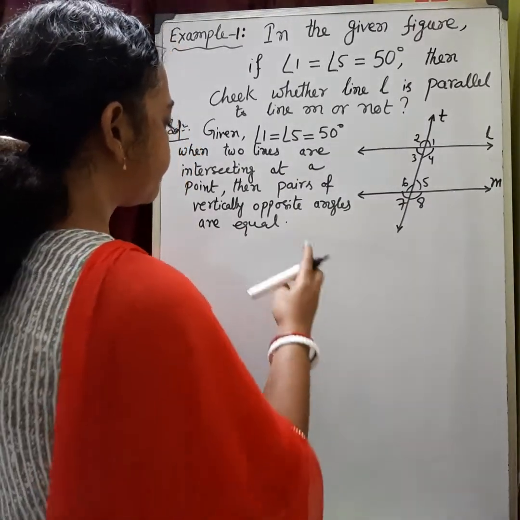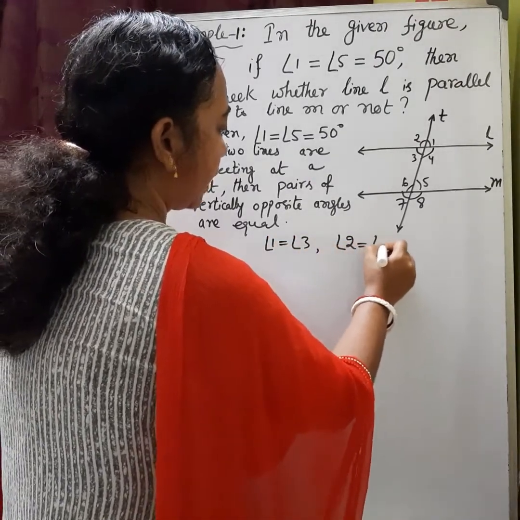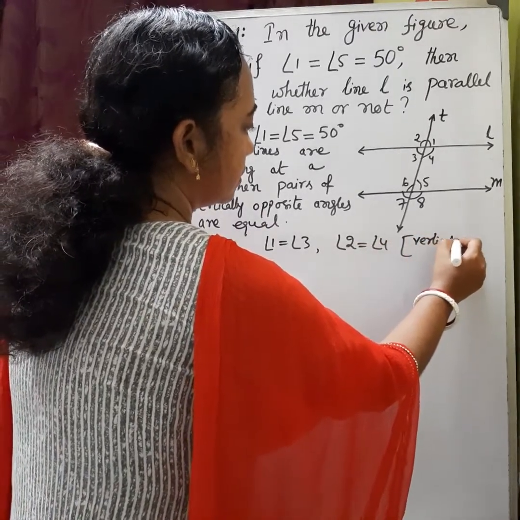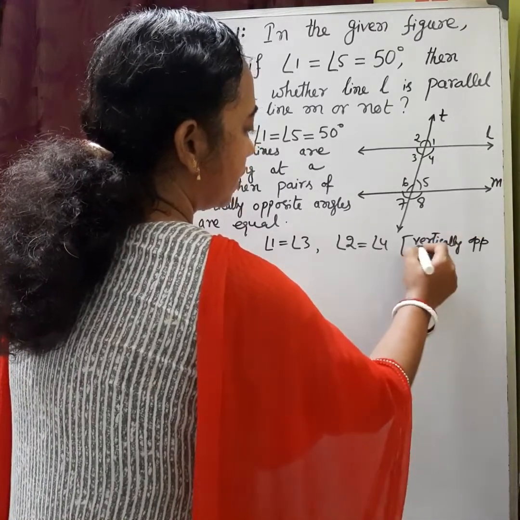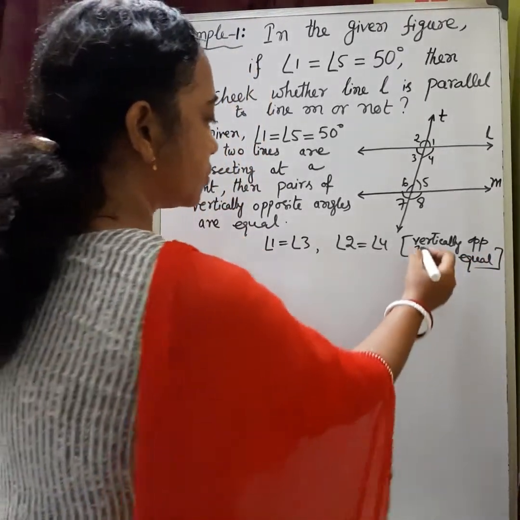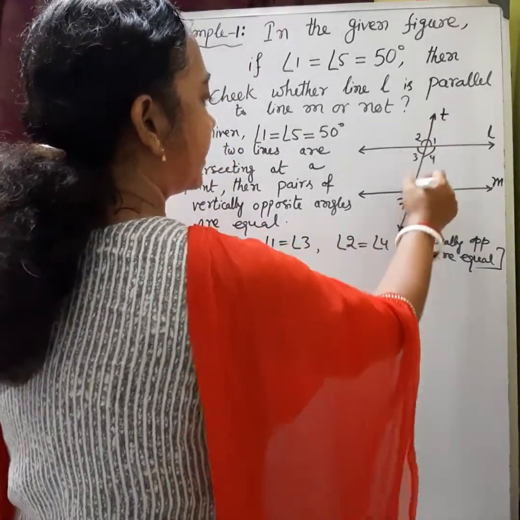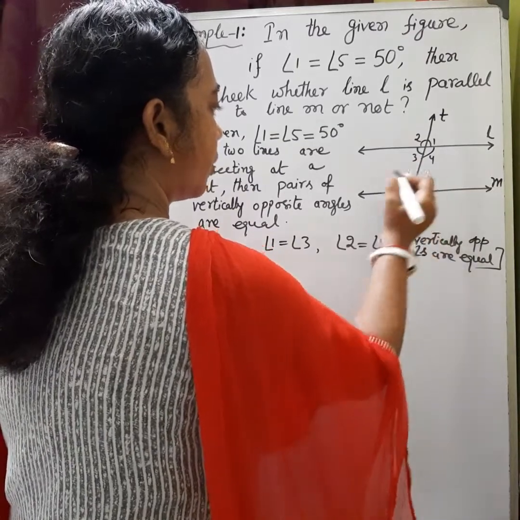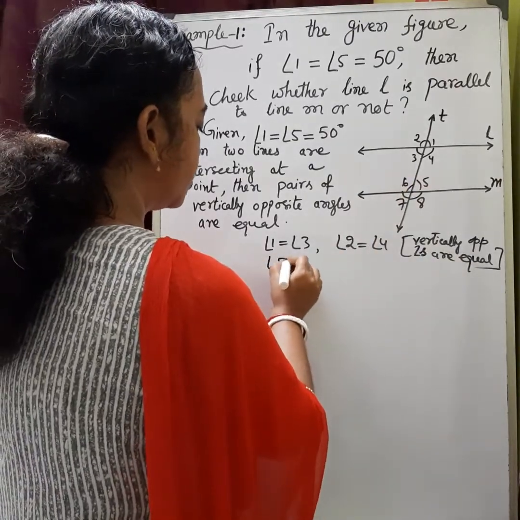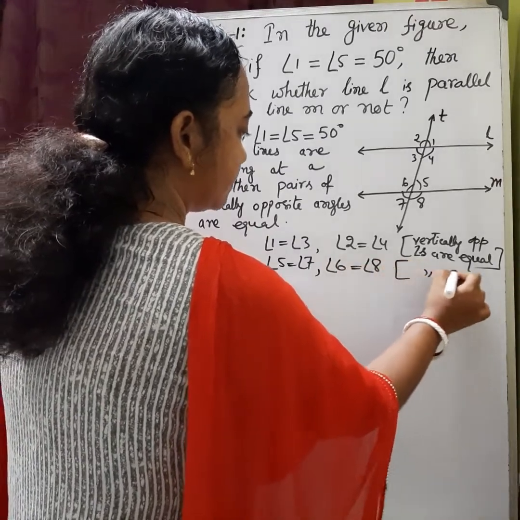So let us write them. So here we can write angle 1 is equal to angle 3. Similarly, angle 2 is equal to angle 4. That is by vertically opposite angles are equal. This is the short symbol of angle. So now also we can consider when line T is intersecting line M. So at their point of intersection, vertically opposite angles are equal. So we can write here angle 5 is equal to angle 7 and angle 6 is equal to angle 8 by the same reason.